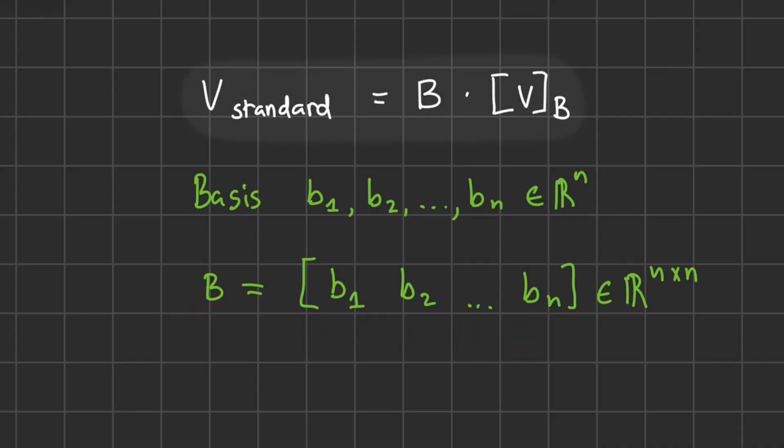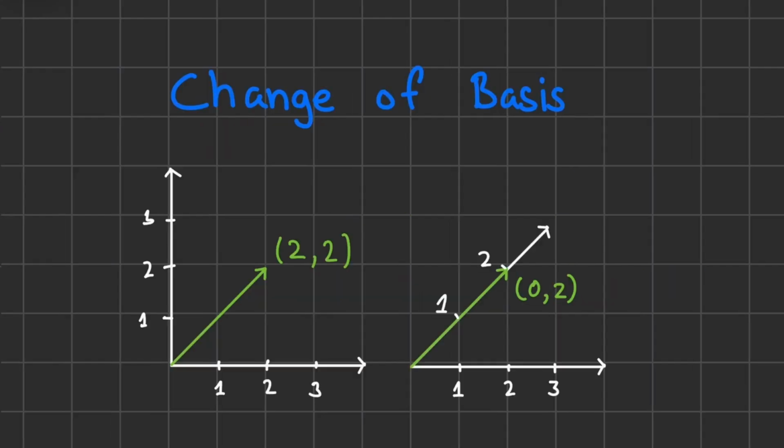In our formula, we have on the left-hand side the standard representation of our vector. This would be in our example from earlier, 2, 2. So given the standard basis, 1, 0, and 0, 1, what the coordinates would be of that vector.